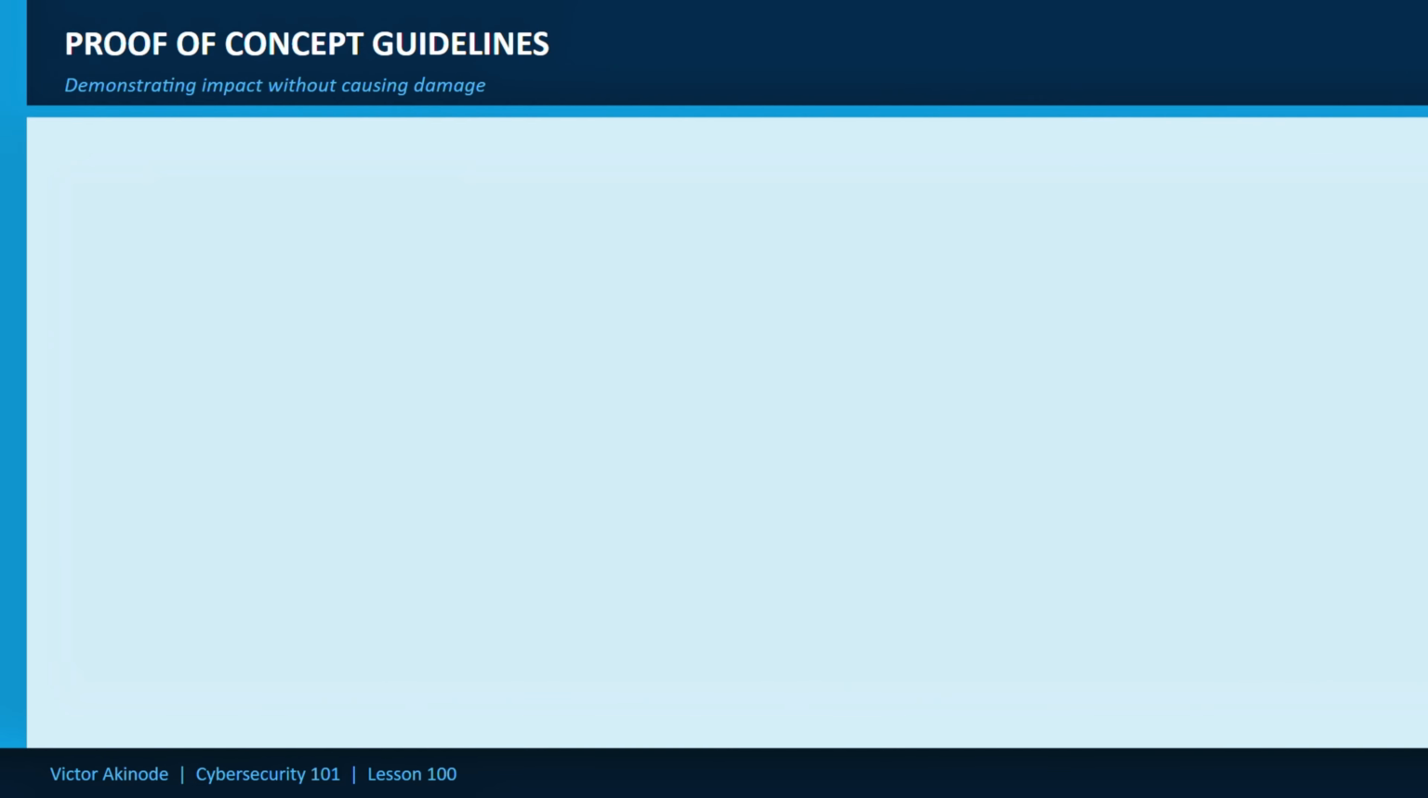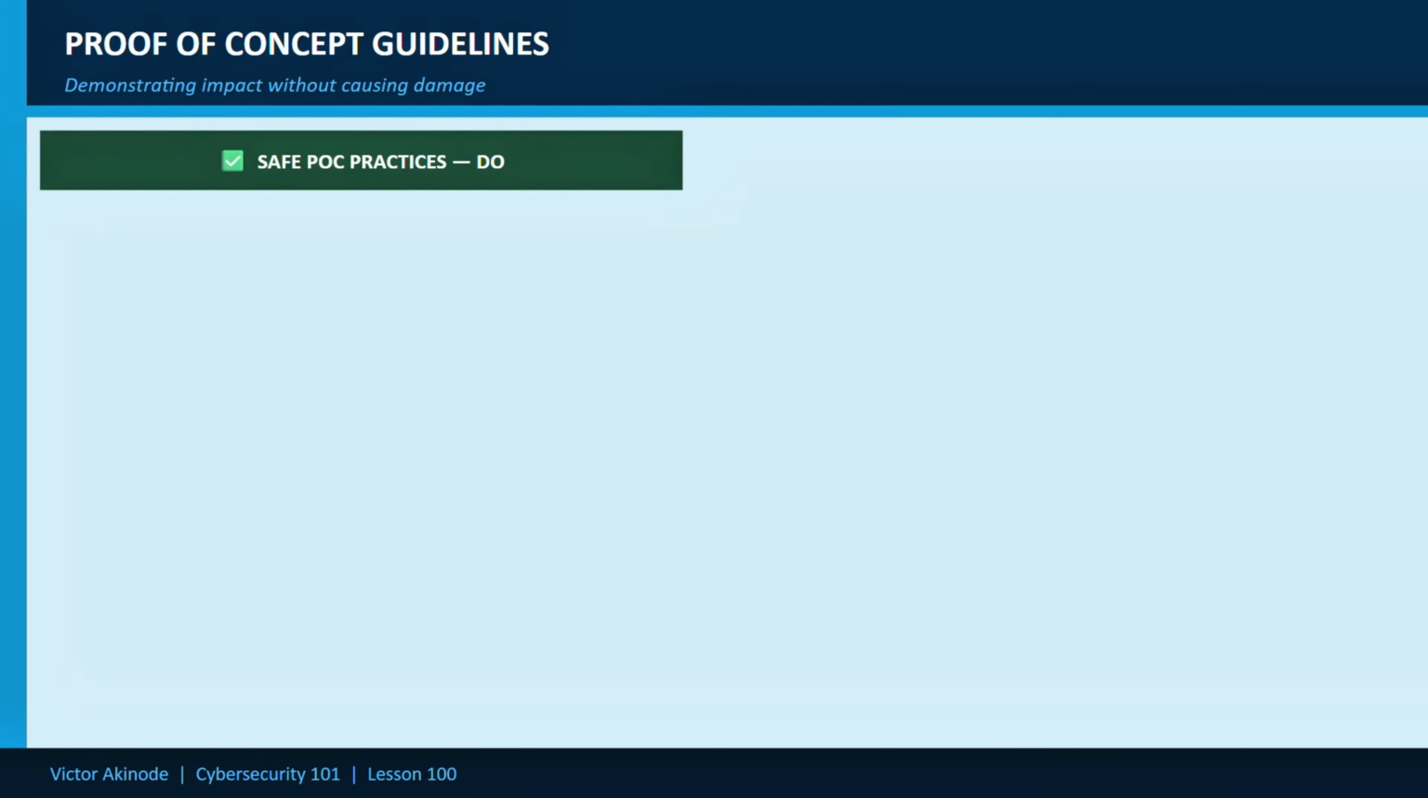Now let's consider proof of concept guidelines. Proof of concept demonstrations serve four purposes. They prove the vulnerability is real, not a false positive. They show actual business impact, they provide evidence for remediation priorities, and they demonstrate the attacker perspective.